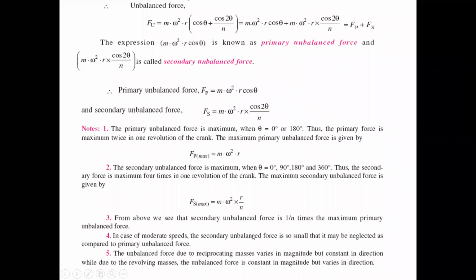The third case: the secondary unbalanced force is 1 by n times the maximum primary unbalanced force. They may also write the relation between the maximum secondary and primary forces. Fp maximum is m omega square r, and Fs maximum is m omega square r by n. So what is the difference between the primary force and the secondary force?